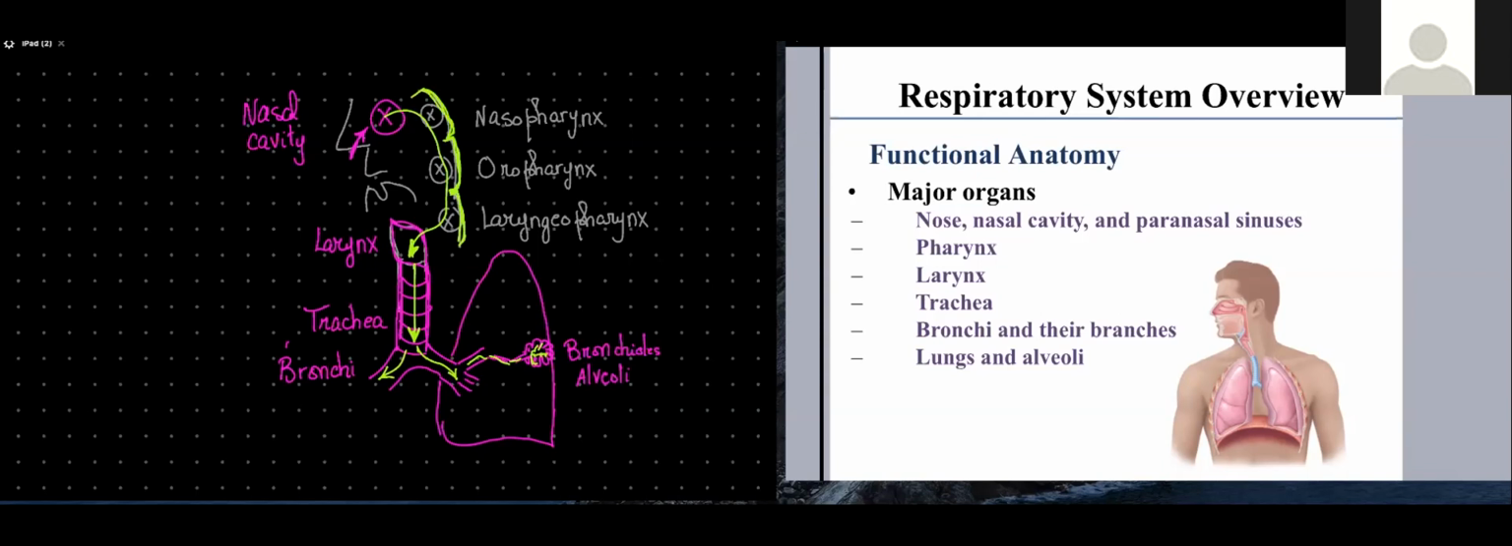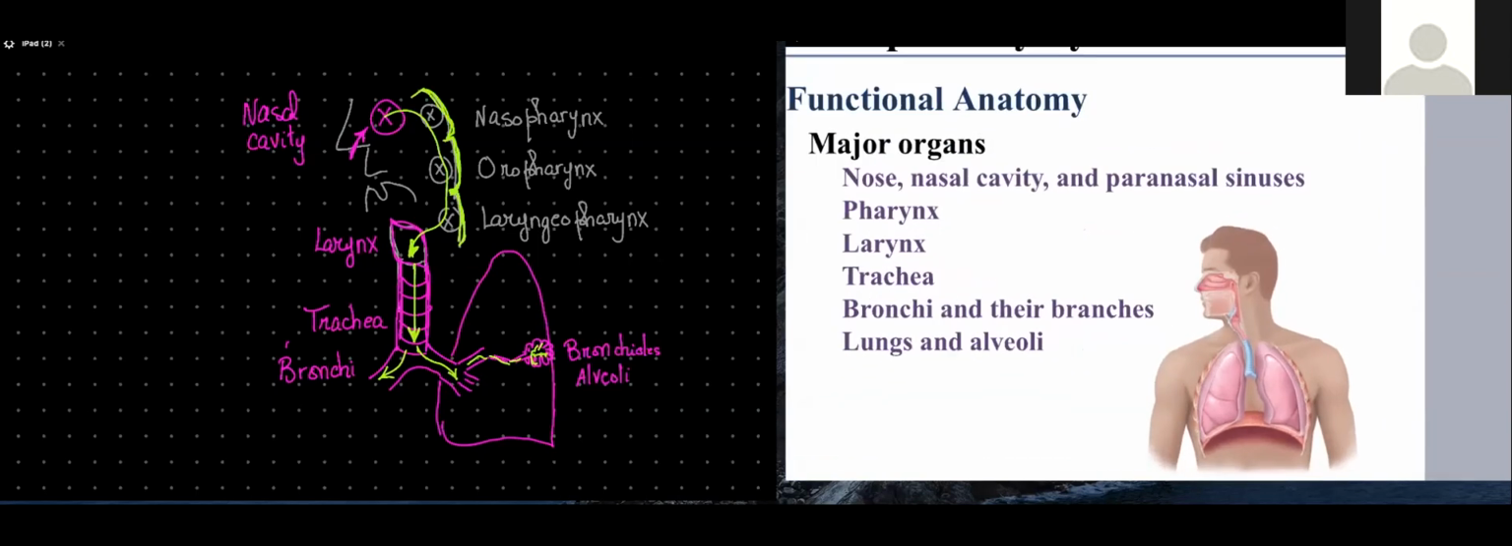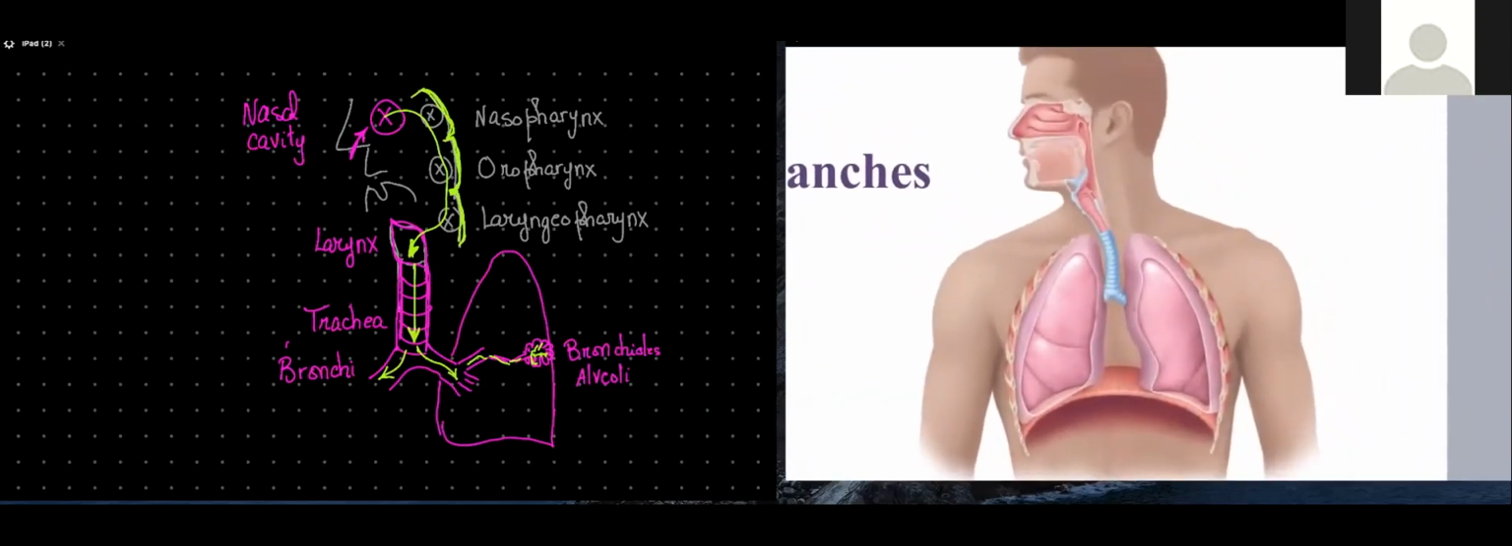All right. So looking on here, this is going to be the nose, nasal cavity, nasopharynx, oropharynx, laryngopharynx, larynx, trachea, bronchi, and then smaller branches on the inside. Those are the bronchioles, and the air sacs all together will form my lungs.